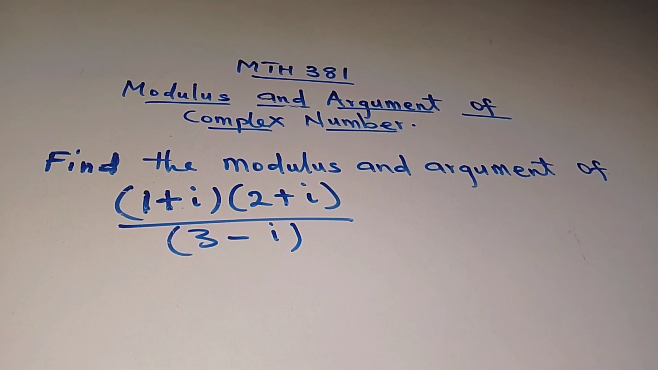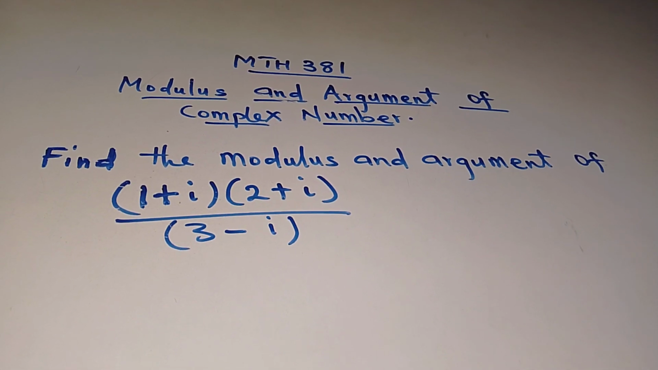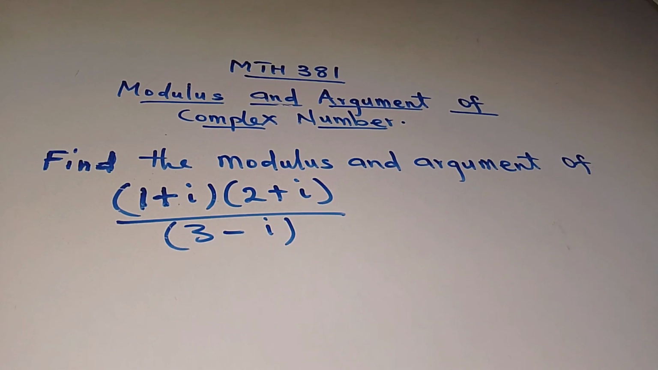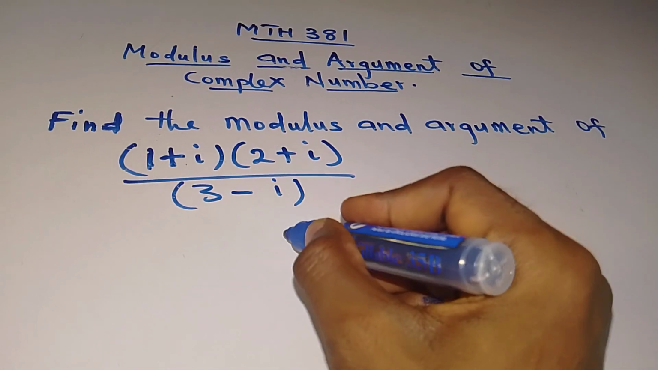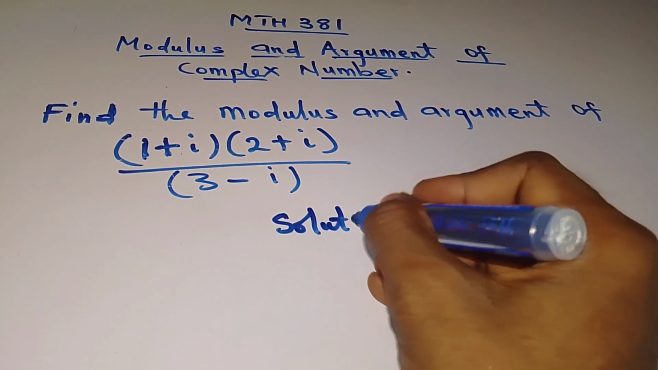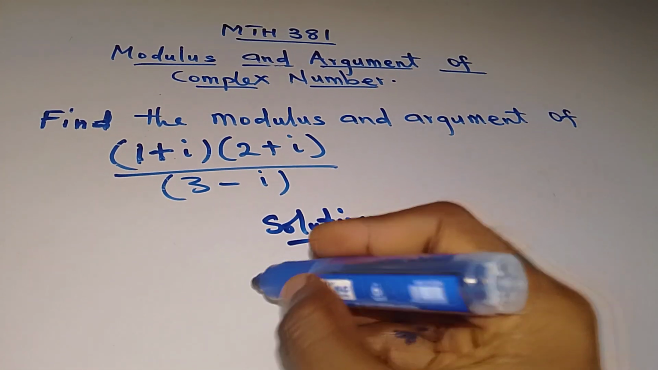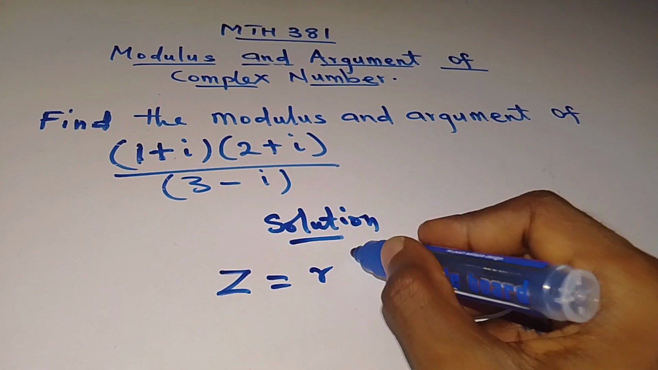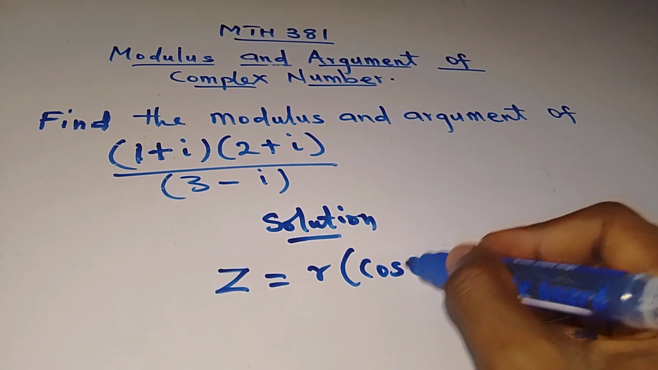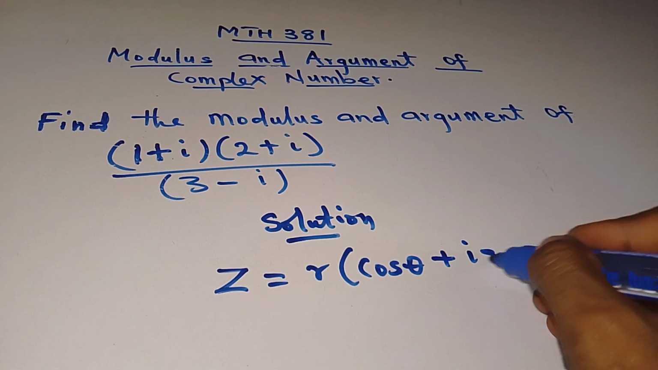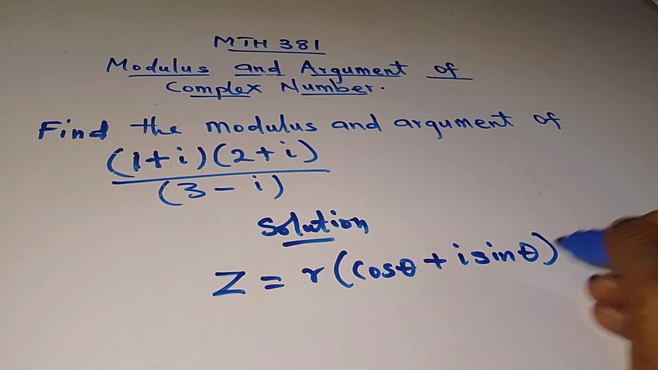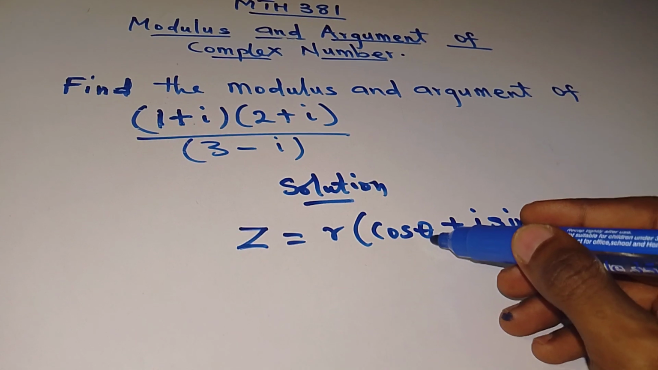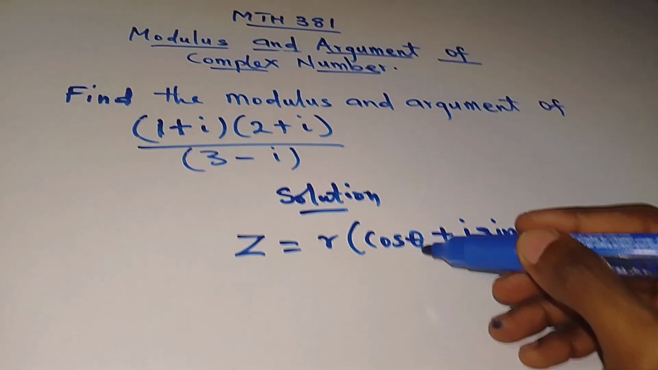Now, when you are finding the modulus or the argument of a complex number, the first thing you have to do is to write the complex number in polar form. We know that a complex number in polar form is r(cos theta plus i sin theta). So this r is the modulus, and this theta is the argument.